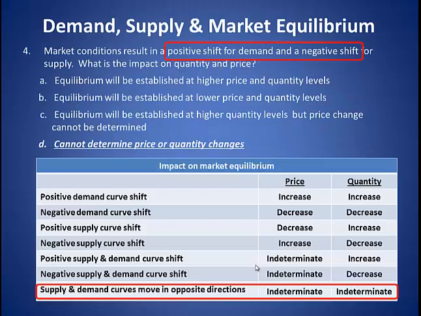Okay, in this case, the question was asking what would happen if we had a positive shift for demand and a negative shift for supply. So again, we go down and we notice that a positive shift versus a negative shift means that both curves are moving in opposite directions. So in order to achieve equilibrium, we really can't determine whether the price is going to increase or decrease, and the same with the quantity. So the correct answer in this case is D, cannot determine price or quantity changes.